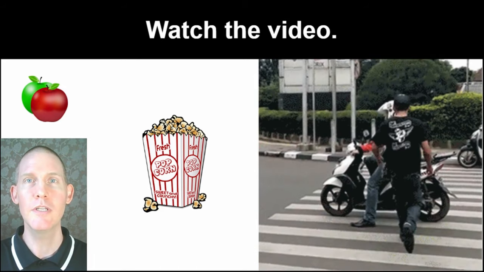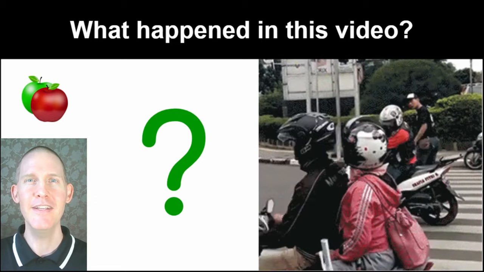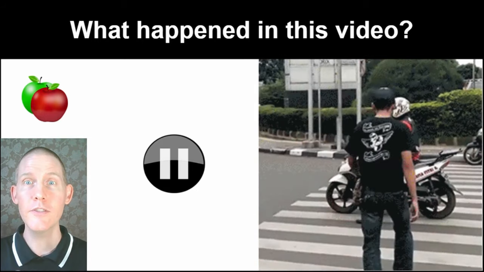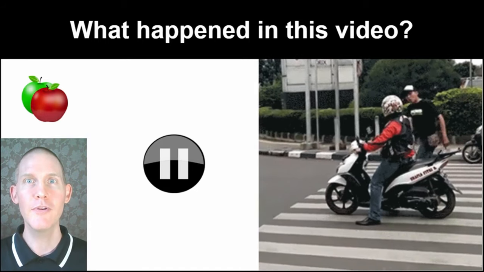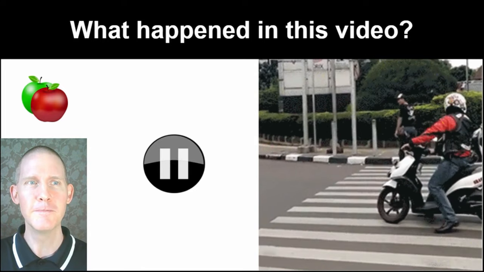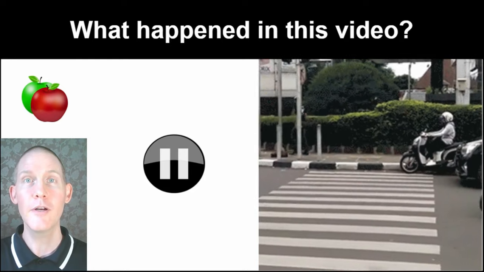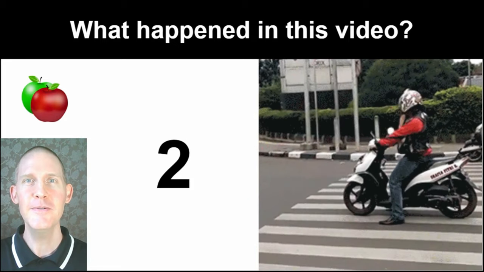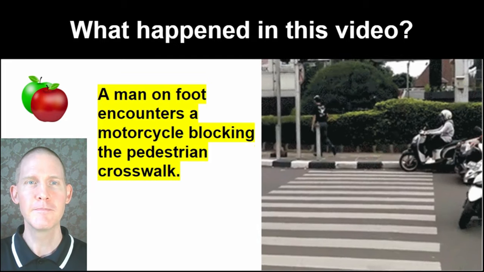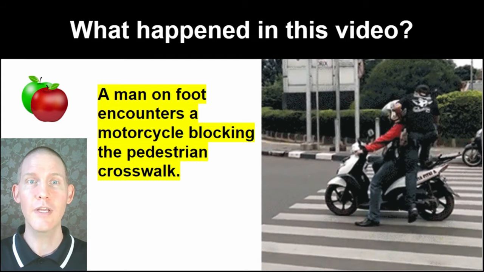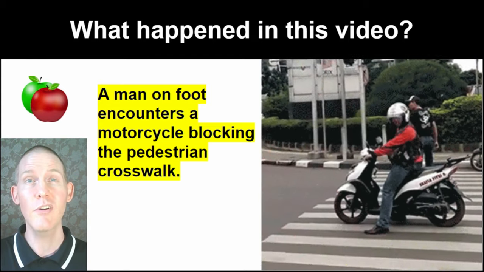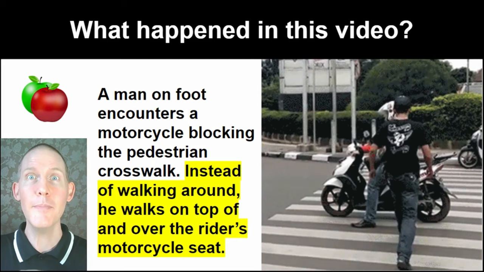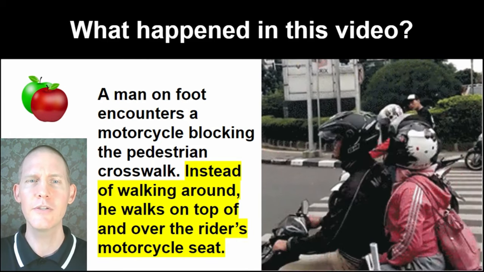Okay, so the question is, what happened in this video? Okay, pause the video. Take your time, look at it, and watch it as many times as you need, and come up with your answer. What happened in this video? Okay, I'm going to show you my answer in 5, 4, 3, 2, 1, 0. A man on foot encounters a motorcycle blocking the pedestrian crosswalk. Instead of walking around, he walks on top of and over the rider's motorcycle seat.